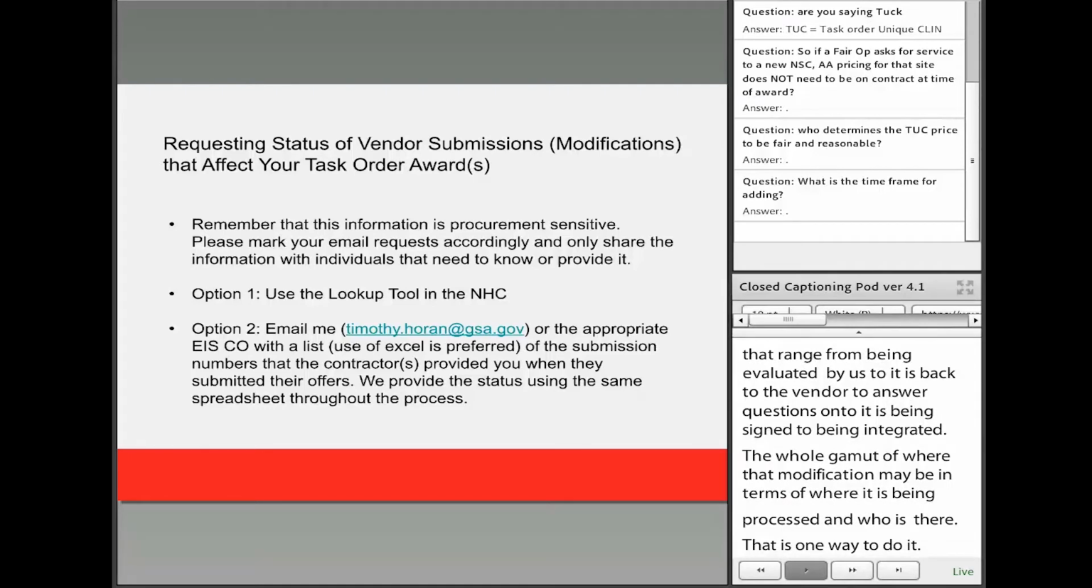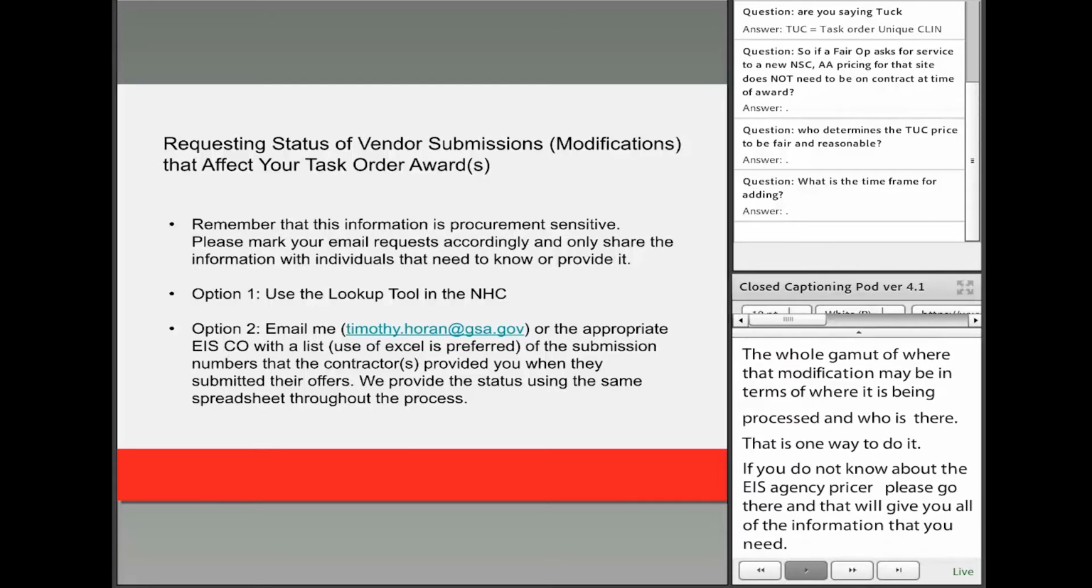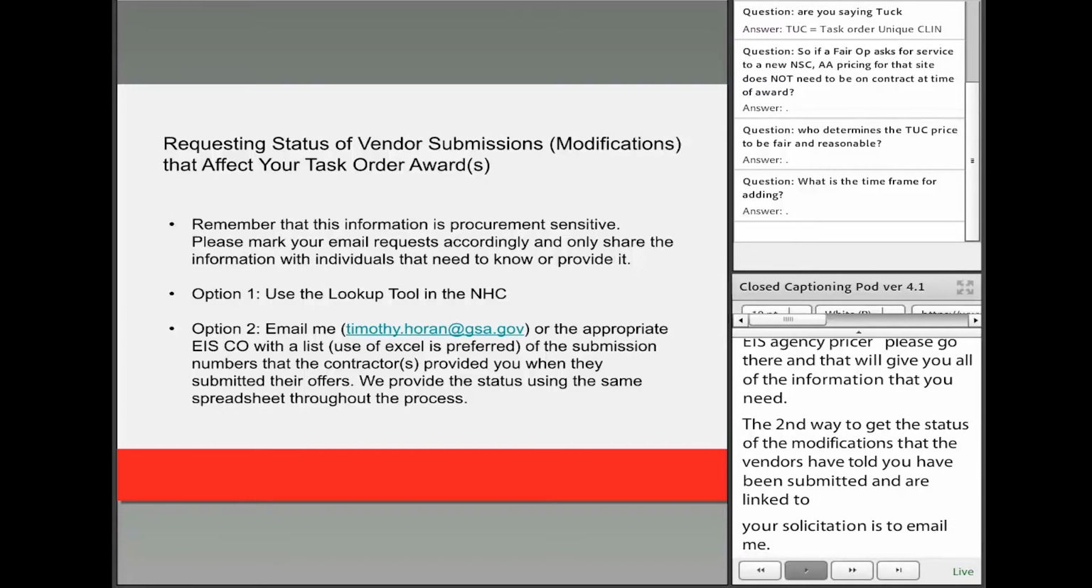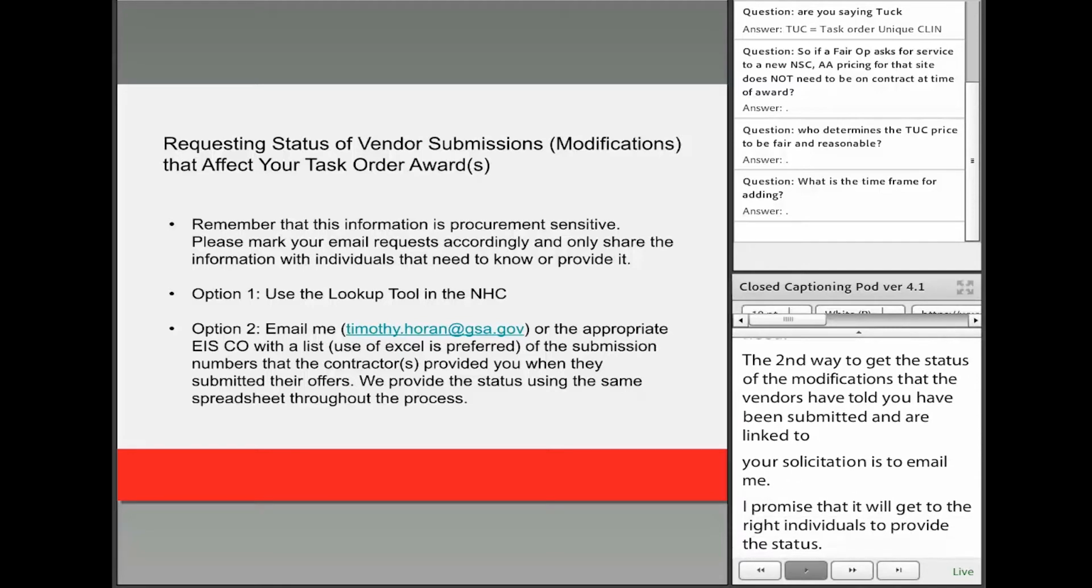The second way to get the status of the modifications that the vendors have told you have been submitted and are linked to your solicitation is to email me. And I promise they will get to the right individuals to provide the status. It's usually going to be an EIS CO or COs, EIS COR or CORs, or the agency manager.